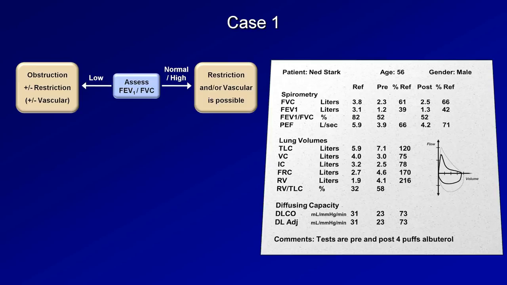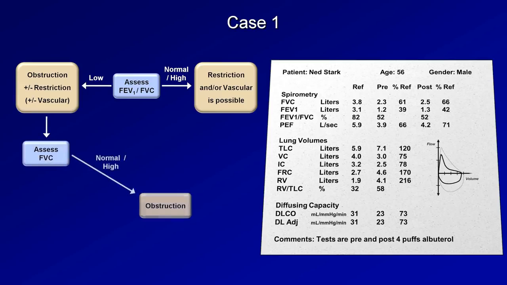In the case of this patient here, Mr. Stark, the FEV1 to FVC ratio is reduced. The predicted value given his age, gender, and height is apparently 82%, but in actuality, this patient's ratio is reduced at 52%. From this, we know that the patient has at least obstructive lung disease. The next step is assessment of FVC.